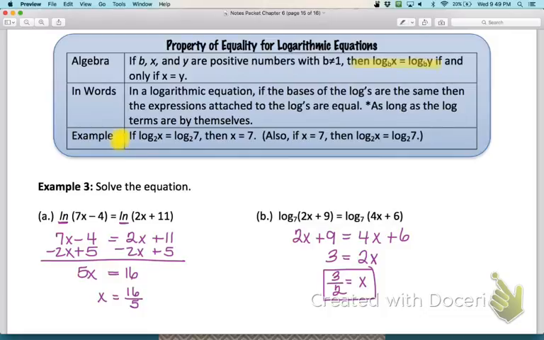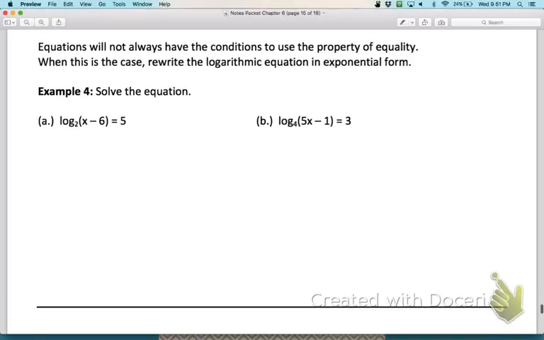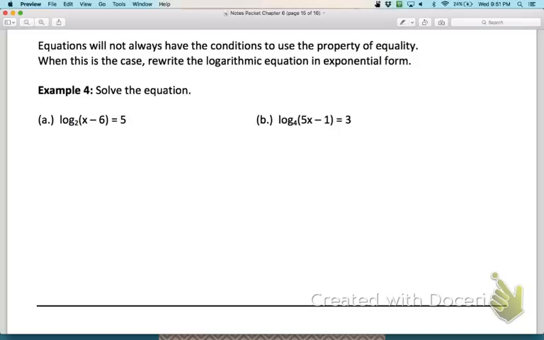Now, if you don't have logs on both sides, you can't use the property of equality. In that case, we're going to do just like we did yesterday. We're going to work as far as we can to get the logarithm by itself. And then when there's nothing left that we can do, we're going to rewrite it in exponential form. So for example, on A, the x minus 6 here is in parentheses, so this is all one term attached together. It's the log base 2 of x minus 6. In this case, the logarithm is already by itself.